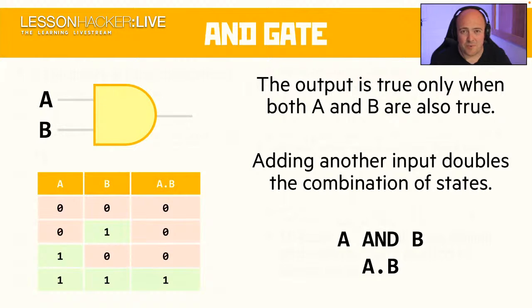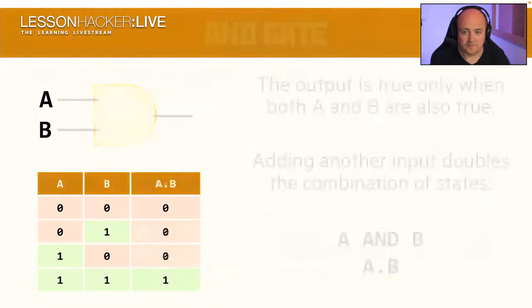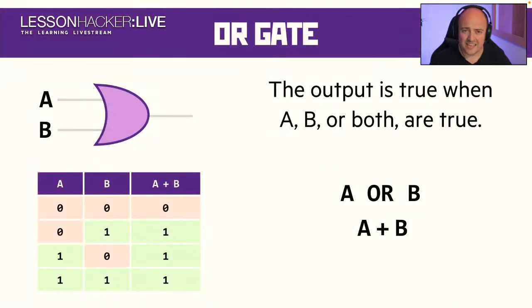An AND gate, both the inputs must be on or one for us to get a one out the other side. An OR gate. I know a number of you are annoyed by an OR gate, because an OR gate, any one of A and B need to be on to get a one out the other side. And that includes both of them. If both A and B are on, we'll get a one at the other side.